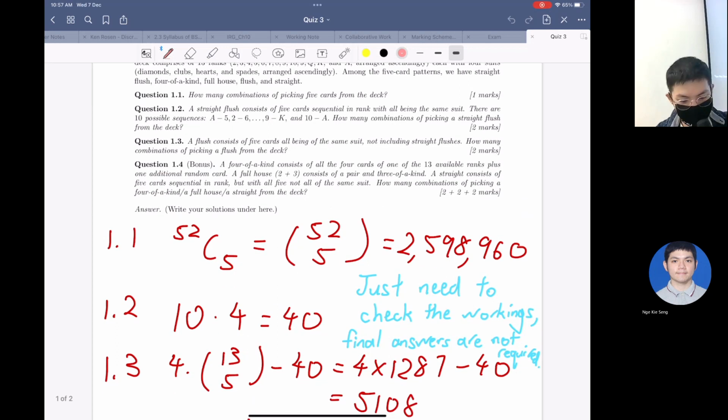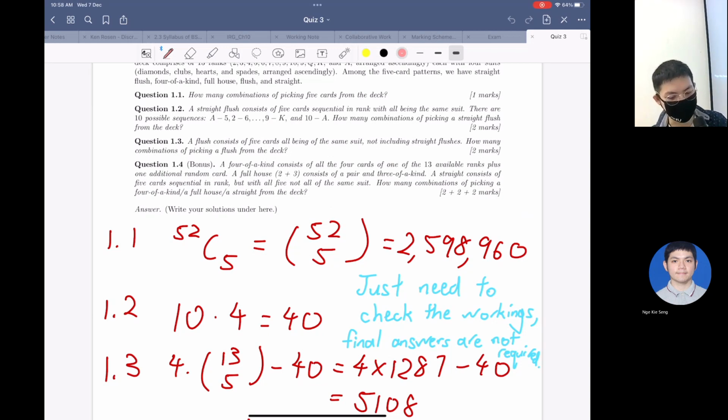1.3 is flush. So what's flush? Just now it was straight flush. Now it's flush. Flush means 5 cards with the same suit, but not straight flushes. So there's an inclusion exclusion principle here. The only requirement is same suit, but there's no condition on the ranks.